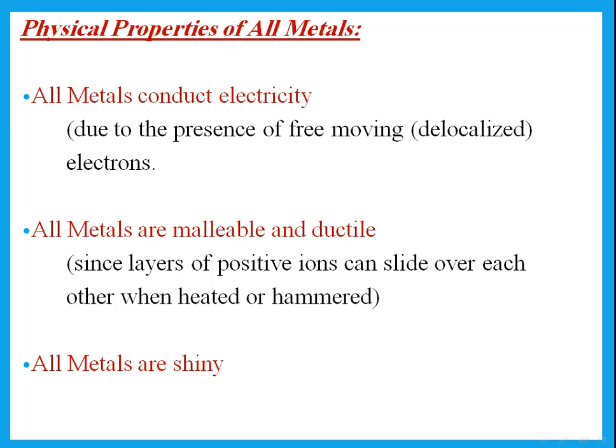Why is that? Because the layers of positive ions that are present in the metals can slide over each other when heated or hammered. And of course, all metals are shiny. And if we're asked about the appearance of the metals, we usually say they are silvery appearance or silvery color.